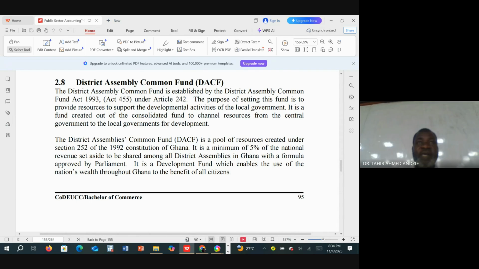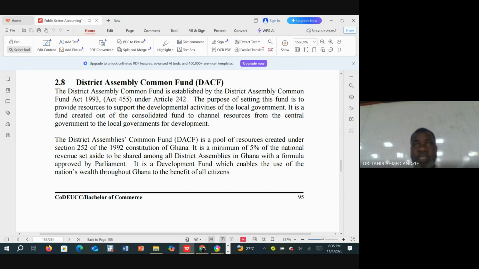So the fund, the District Assembly Common Fund, we have already looked at the fund itself and the sources of funds to it. We said the major source of funds to this Common Fund is 5% of the total tax revenue generated for the period, for the year.